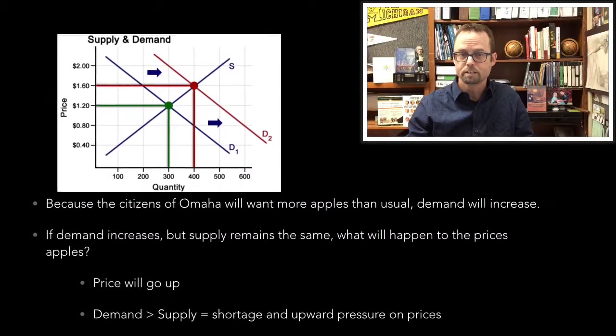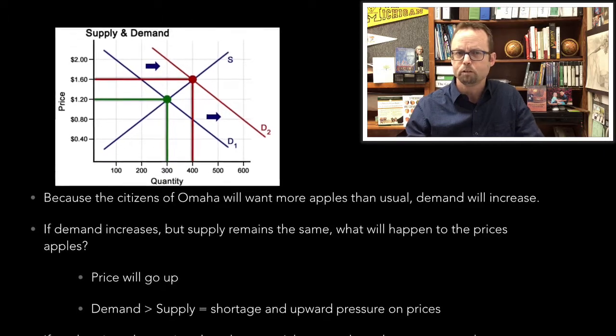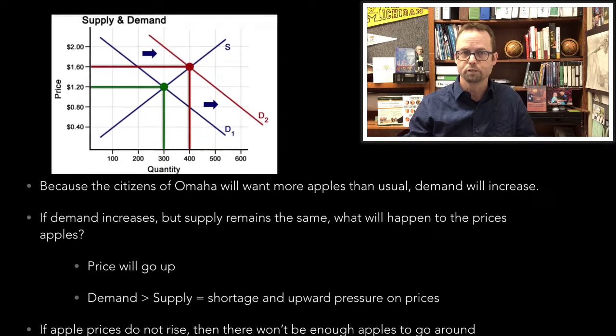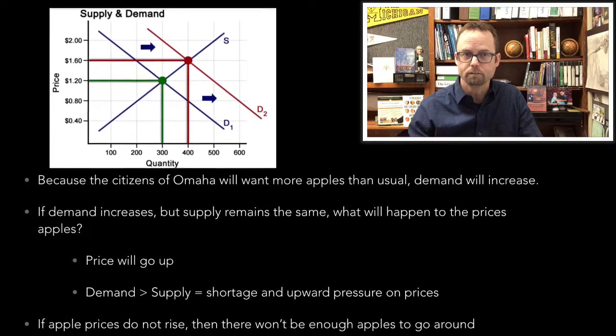Let's use another example to show how prices work. Let's say the citizens of Omaha, Nebraska initiate a giant Halloween festival that features bobbing or dunking for apples. Now the citizens of Omaha will want more apples than usual, so demand is going to be increasing. If demand increases, but supply remains the same, then the price is going to go up. But what if apple prices are not raised? Well, in that case, there will be a shortage. There won't be enough apples to go around.